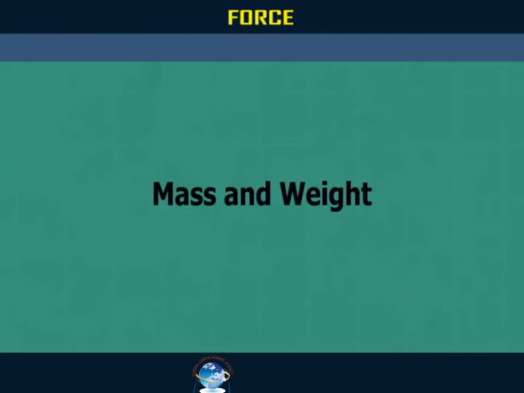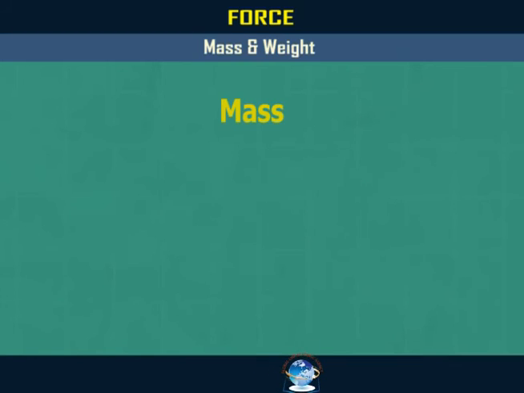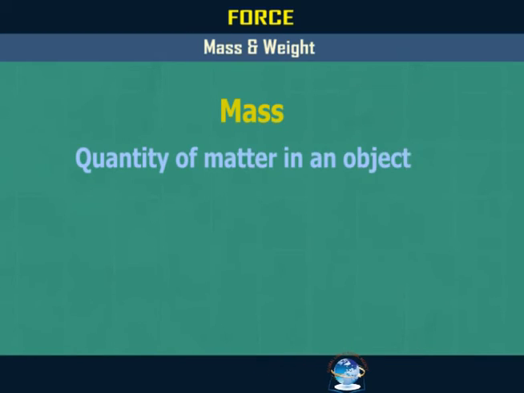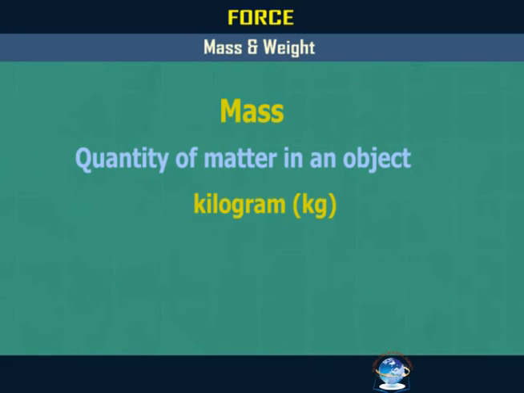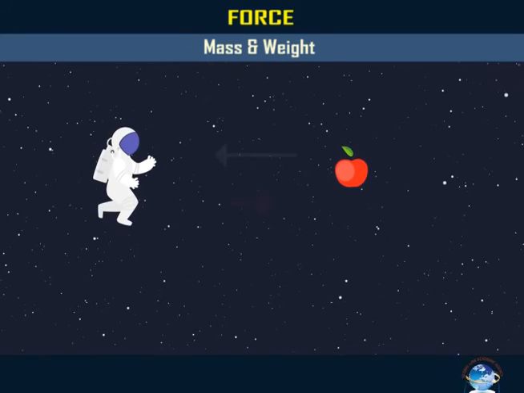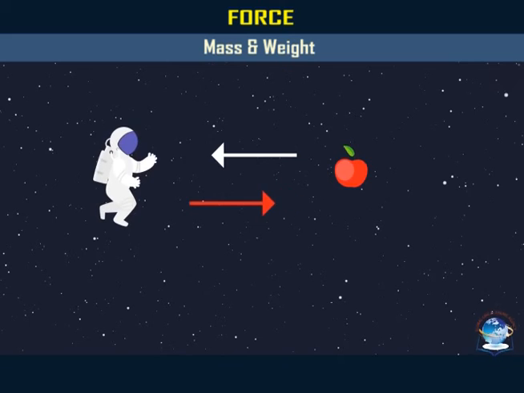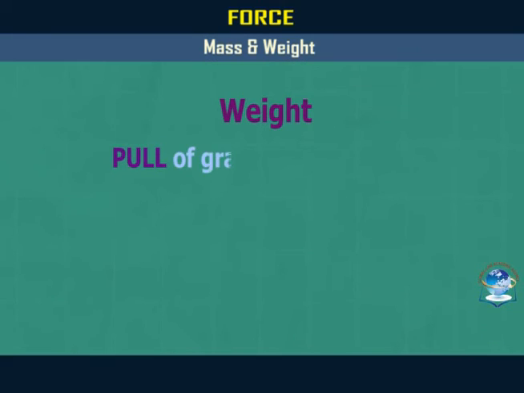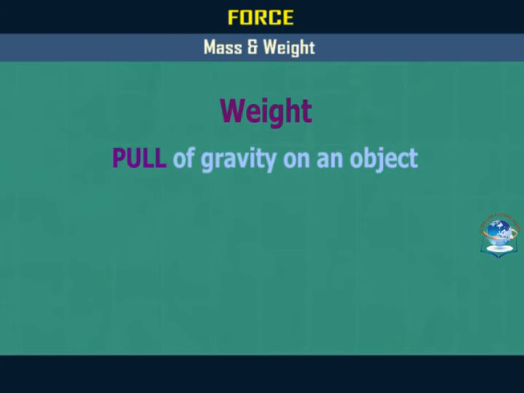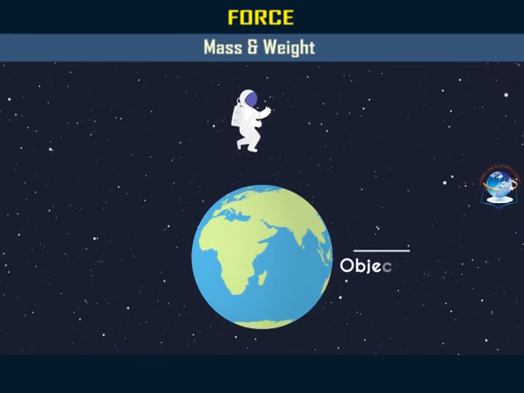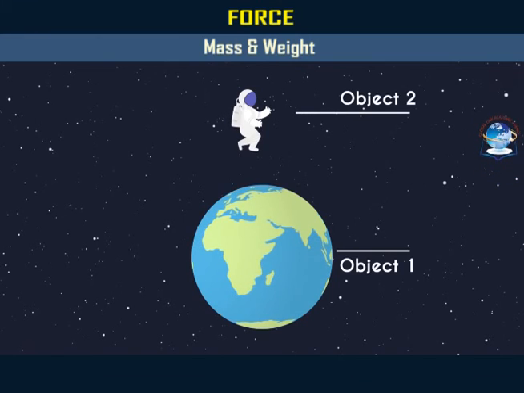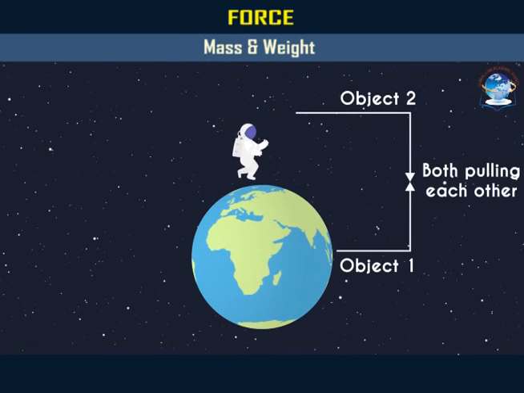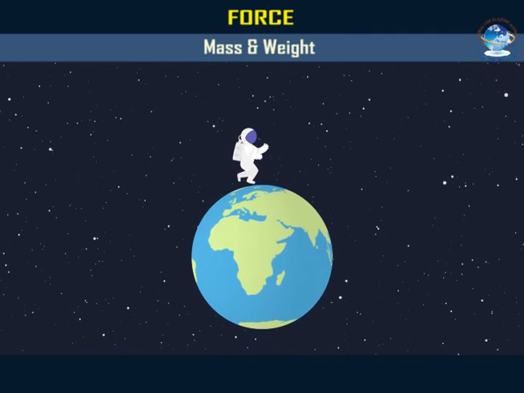Now, let's look at two quantities, mass and weight. We have already defined mass as the quantity of matter in an object and that it is measured in kilograms. We've also said that any two objects that have mass experience a force or a pull of gravity. Weight is that pull of gravity on an object. Consider two objects, one of them being the earth. Because both of them have masses, then they pull each other. That force with which the earth is pulling the object will be the weight of the object on earth.